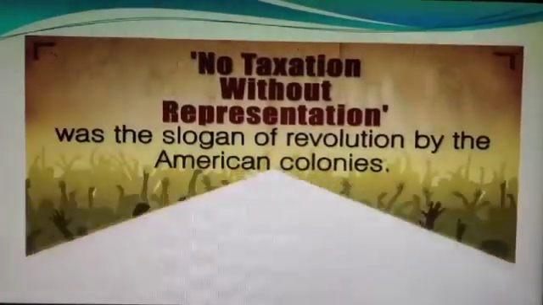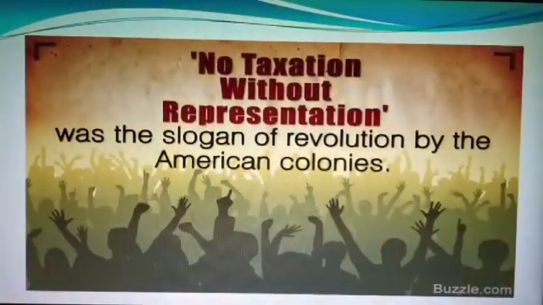So what did they give? They gave a very common slogan of that time, no taxation without representation. This was a common slogan by the American colonies. Under pressure from the protests, the British government repealed the Stamp Act.